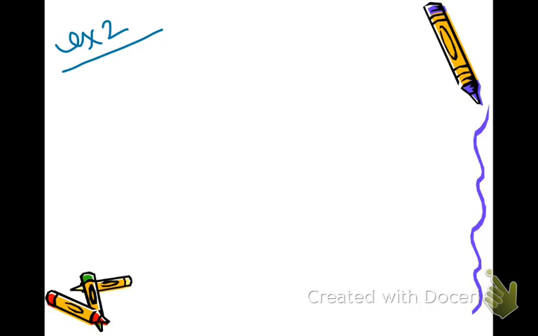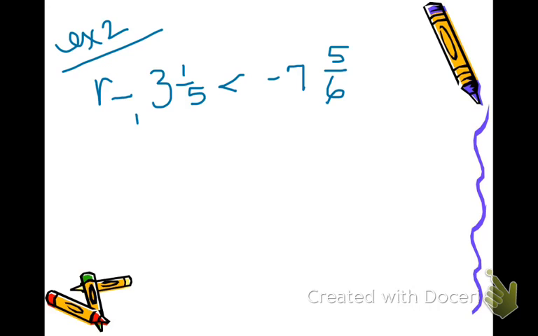Example 2. In this case, we're going to undo subtraction. So we just did an addition inequality. Let's do a subtraction inequality. All right, r minus 3 1/5 will be less than negative 7 5/6. So we're undoing subtraction, so we want to add in 3 1/5 to both sides.